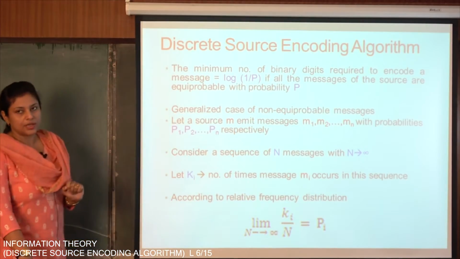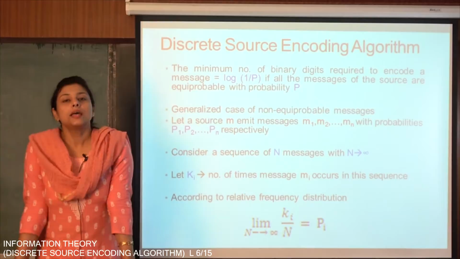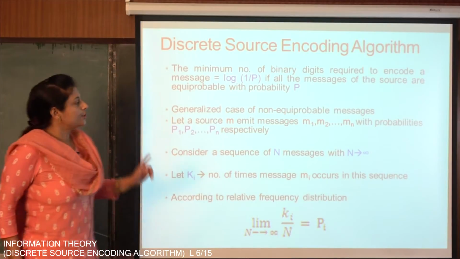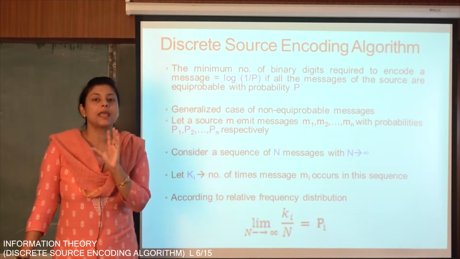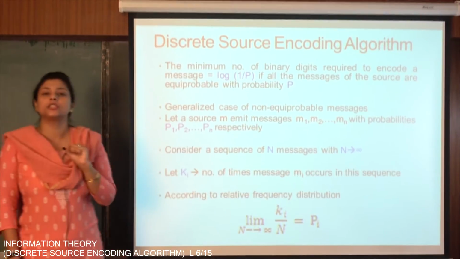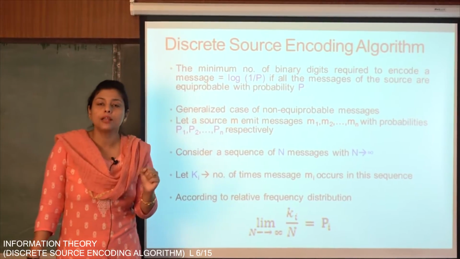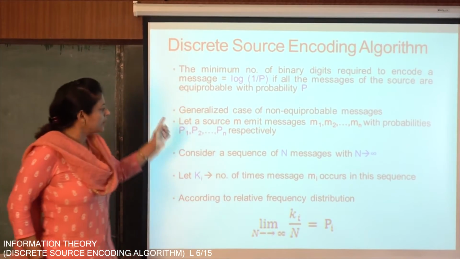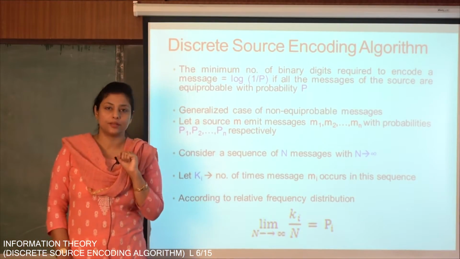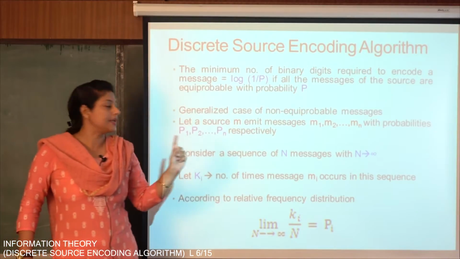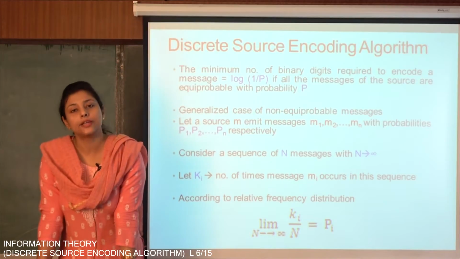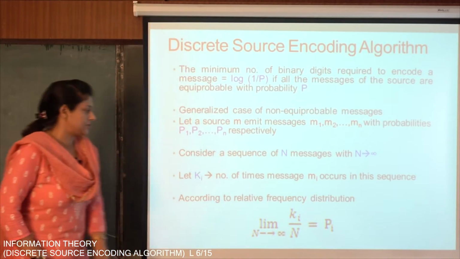Let us take a source M where there are n number of messages, M1, M2, M3 up till Mn. So there are n number of messages in the source M. Now these messages are transmitted with probabilities, let's say P1, P2, P3 ... Pn respectively. Now we will here consider a sequence of capital N messages, where N tends to infinity, and we will try to understand or calculate the probability of that particular message.